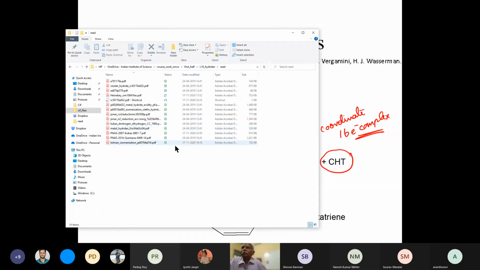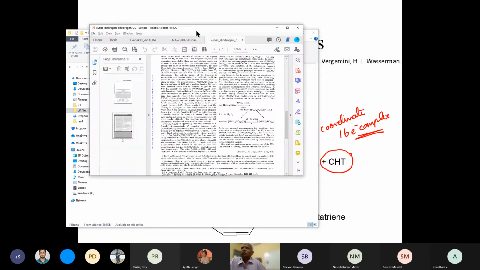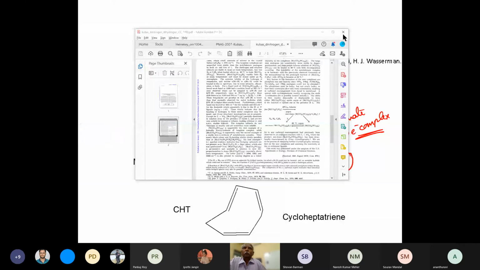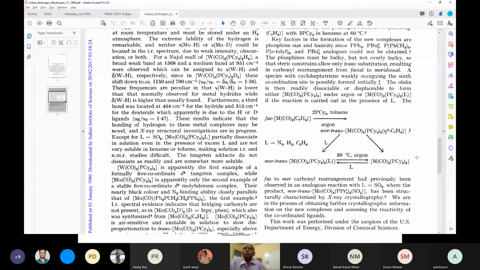So this is the paper that I'm talking about. That's probably too small for you to read. Yeah, this is the paper that I'm talking about. This is a paper by Kubas, I think. So what he showed was that this molybdenum tricarbonyl system can interact with a variety of phosphorus ligands.